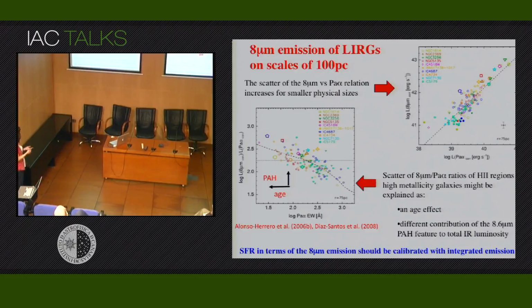So the main conclusion from this work that we did using very good spatial resolution is that if you want to calibrate the star formation rate in terms of the 8-micron luminosity, you really need to do it with the integrated properties of galaxies. If you go region by region, you're subject to these kind of variations. And if you want to have a good calibration, you just have to take the integrated luminosity and just hope for the best. I don't think in general the PAHs are very good calibrators of the star formation rate, but they are so bright at high redshift that that's what you're going to be getting.